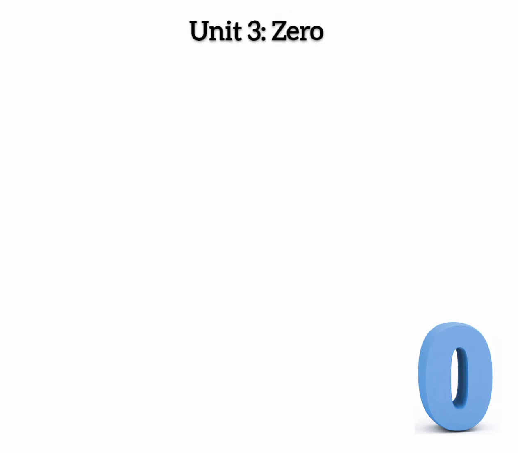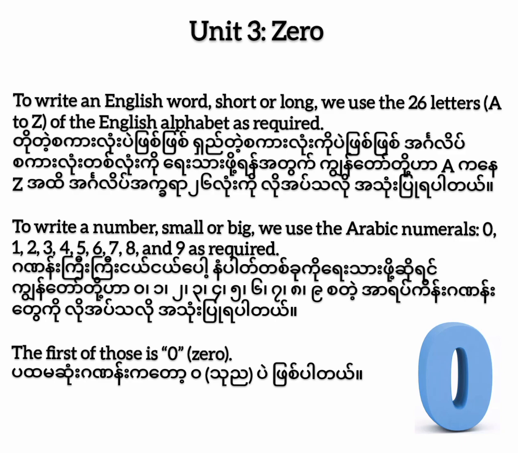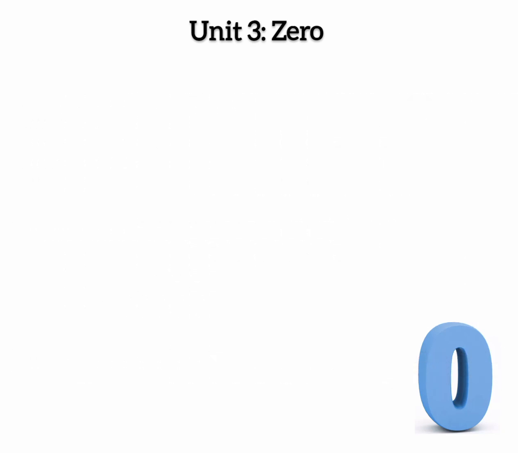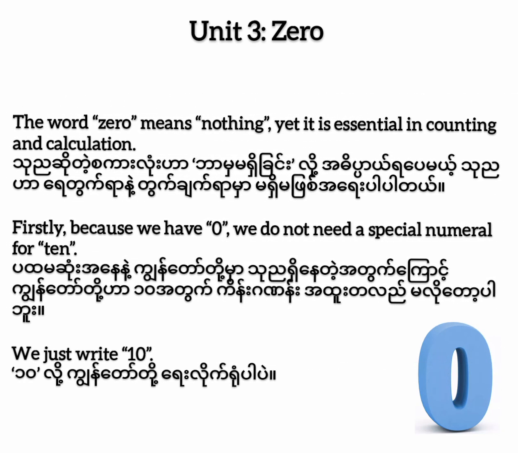Unit 3. 0. To write an English word, short or long, we use the 26 letters of the English alphabet as required. To write a number, small or big, we use the Arabic numerals 0, 1, 2, 3, 4, 5, 6, 7, 8, and 9 as required. The first of those is 0. The word zero means nothing, yet it is essential in counting and calculation.